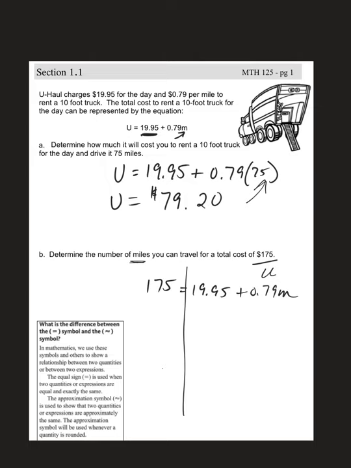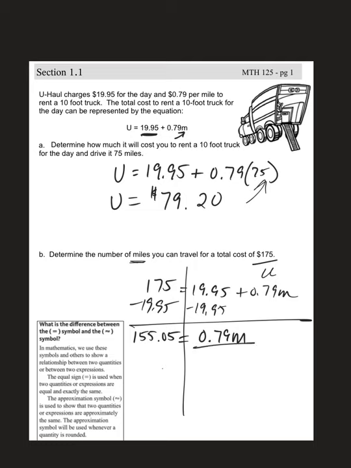I do this thing whenever I'm solving an equation to keep myself organized, where I put a line right down the equal sign. So I know that whatever I need to do on one side of the equal sign, I also have to do on the other side. In this case, I'm going to need to take away 19.95 from both sides. 175, take away 19.95 is 155.05.